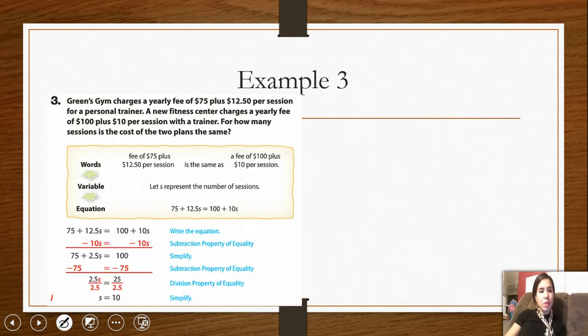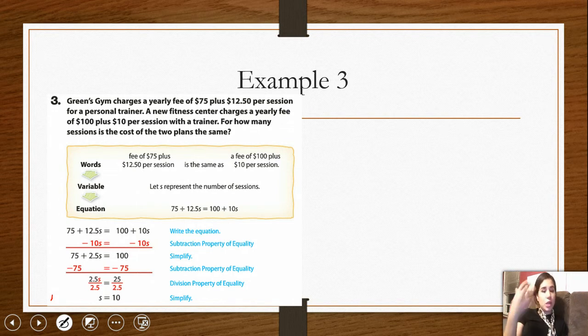Okay, in example 3, it says that Green's Gym charges a yearly fee of $75 and then $12.50 for each session with the personal trainer. A new fitness center charges a yearly fee of $100 and then $10 per session with a trainer. They want to know, after how many sessions are these going to cost the same?